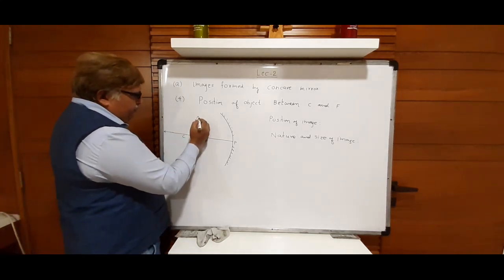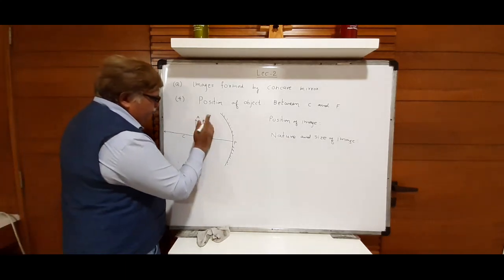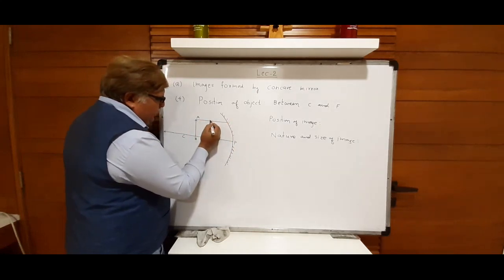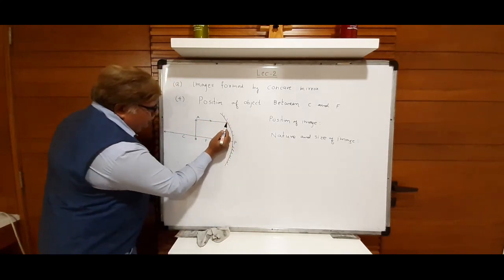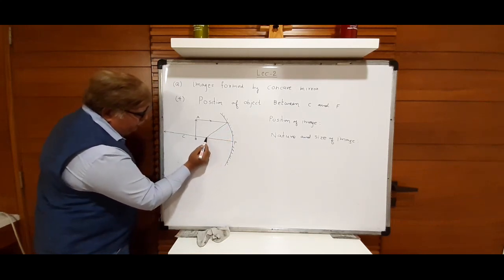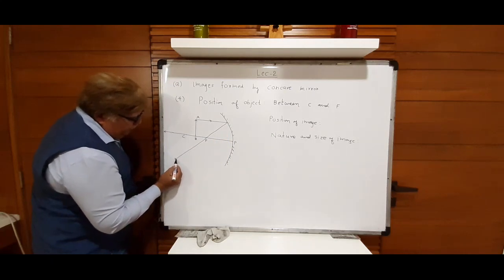First ray, has that much been drawn? Okay. First ray parallel to principal axis and will, after reflection, as you know, will pass through focus. Okay.